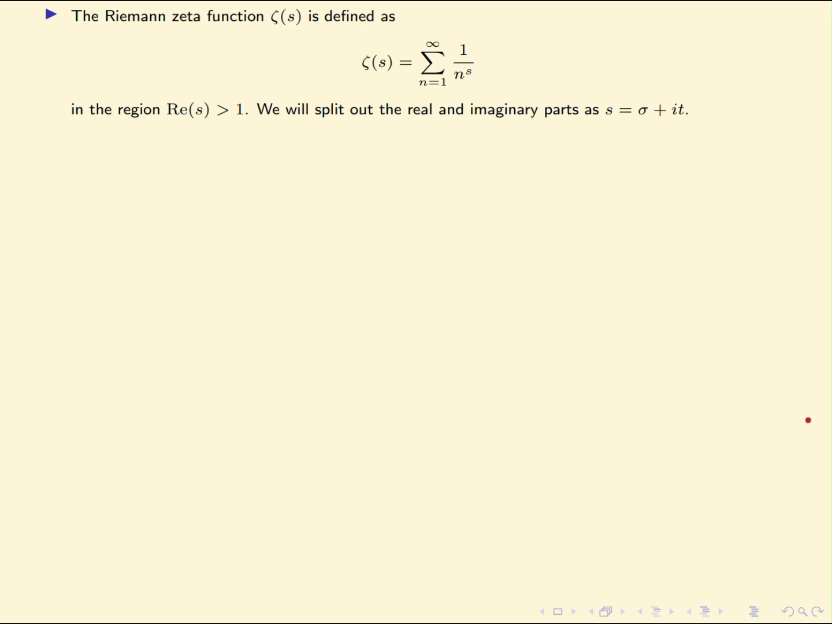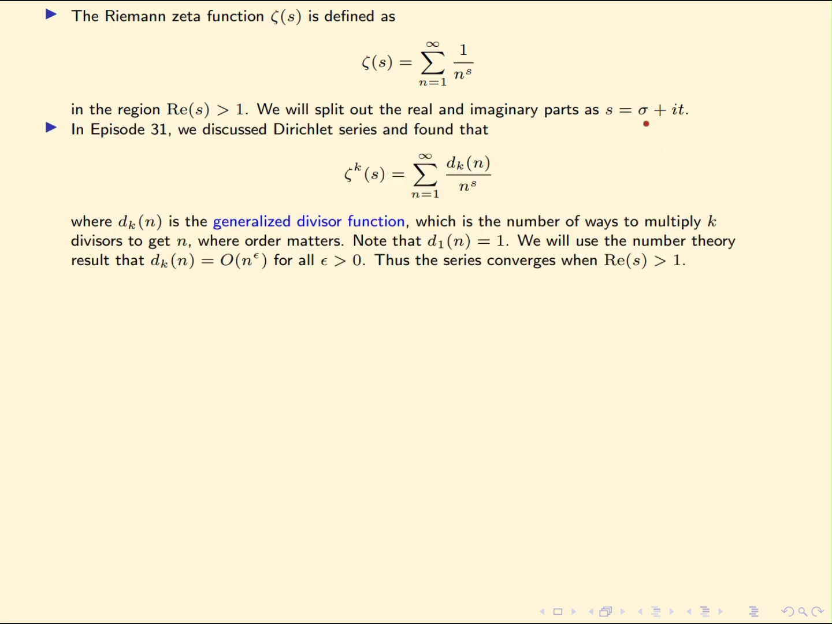Okay, so let's talk about the background. The Riemann zeta function, zeta of s, is defined as the sum from n equals 1 to infinity of 1 over n to the s. This converges in the region where the real part is greater than 1, and we're going to write out s as sigma plus it, as usual.